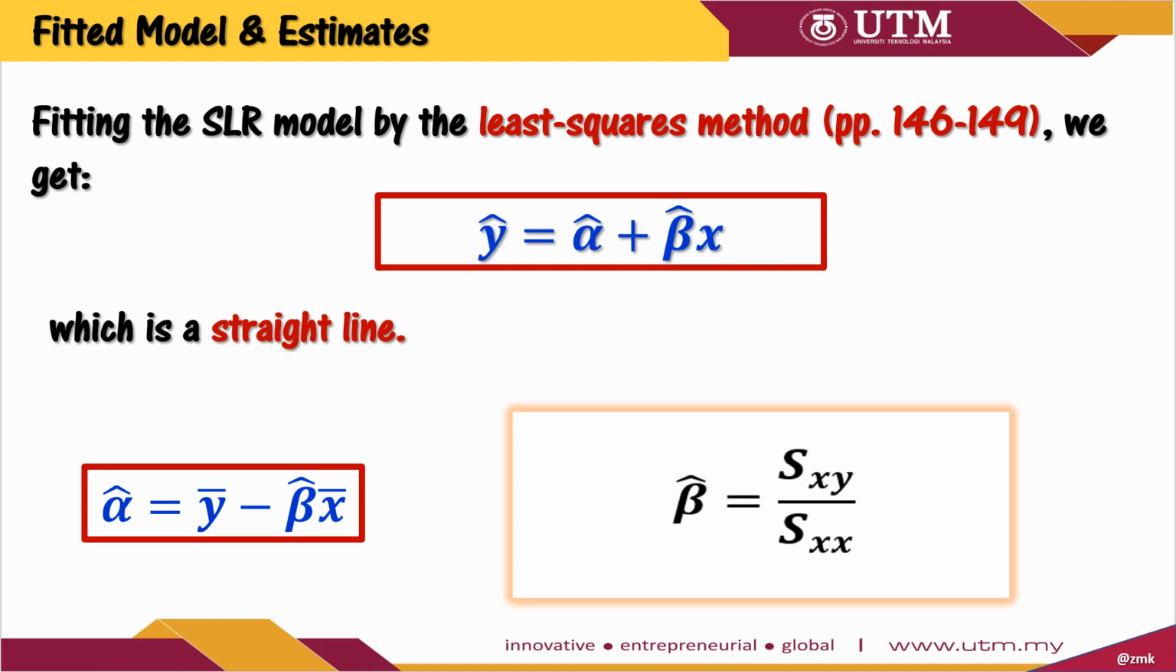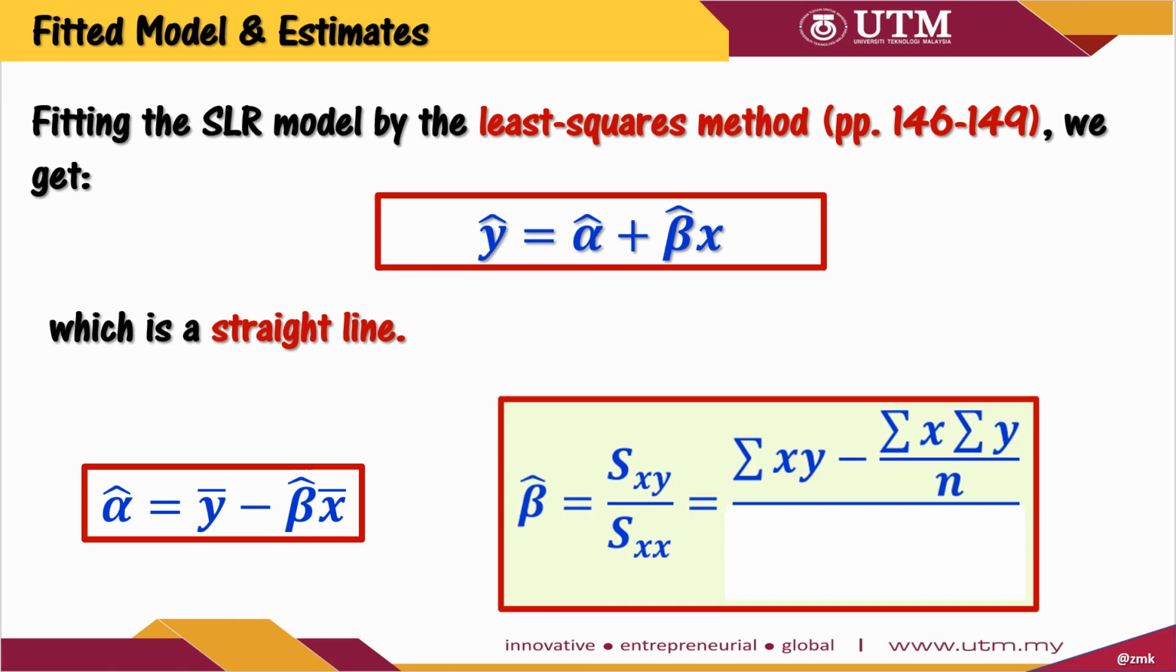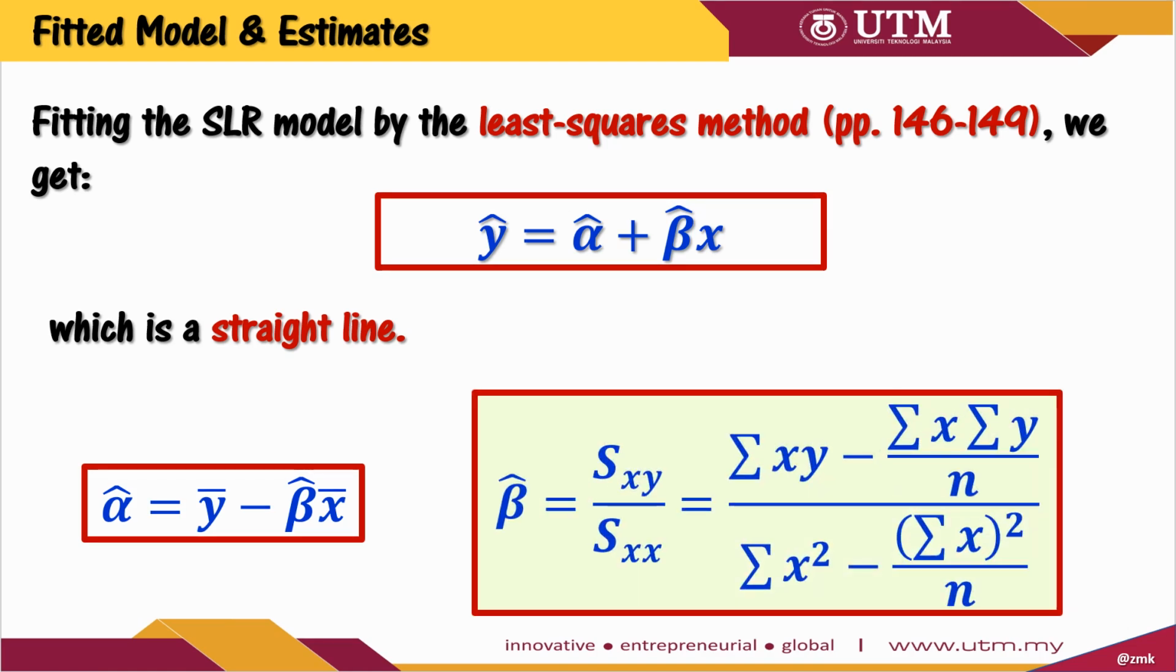The sum of products Sxy is by formula given by the sum of x times y minus the sum of x times the sum of y over the sample size n, whereas the sum of squares due to x, denoted by Sxx, is given by the sum of x squared minus the sum of x, squared, over the sample size n. All these formulae are available in the statistical table booklet, page 4.